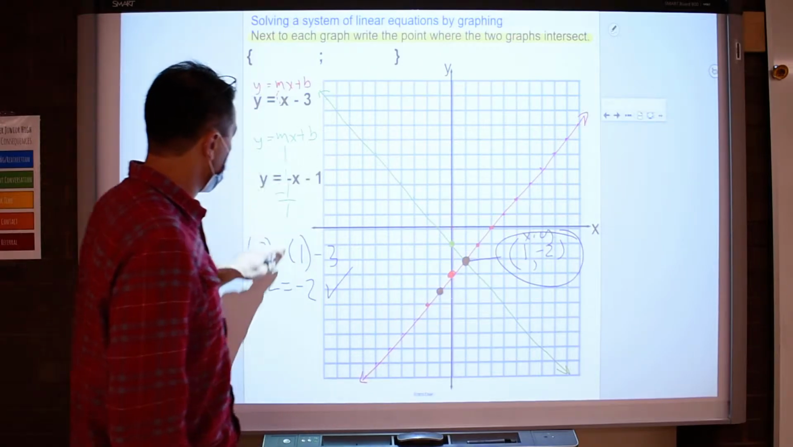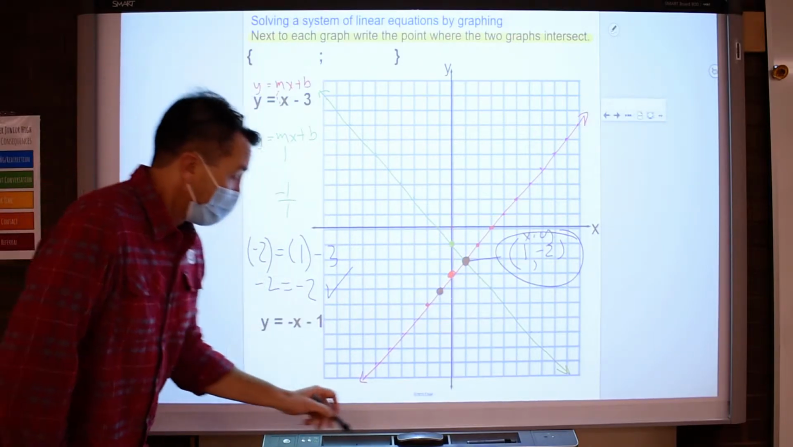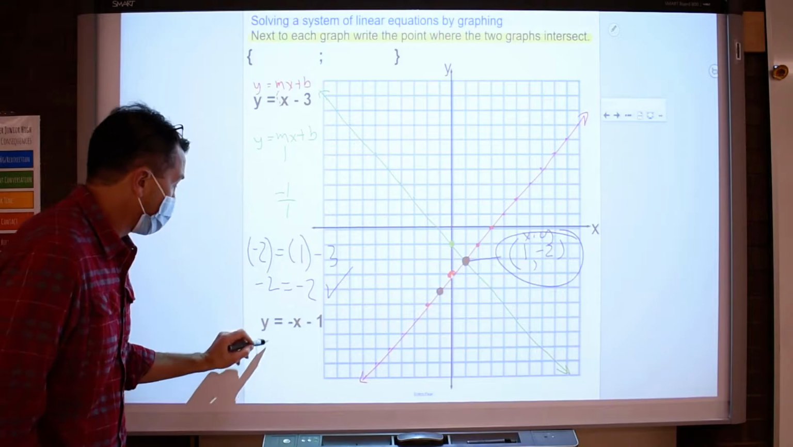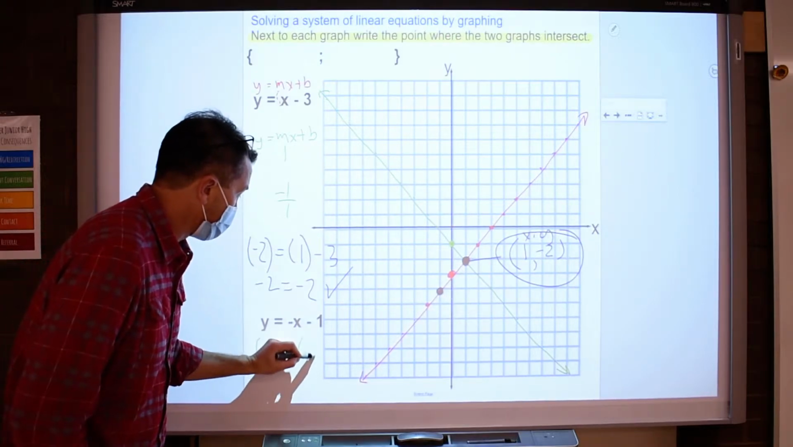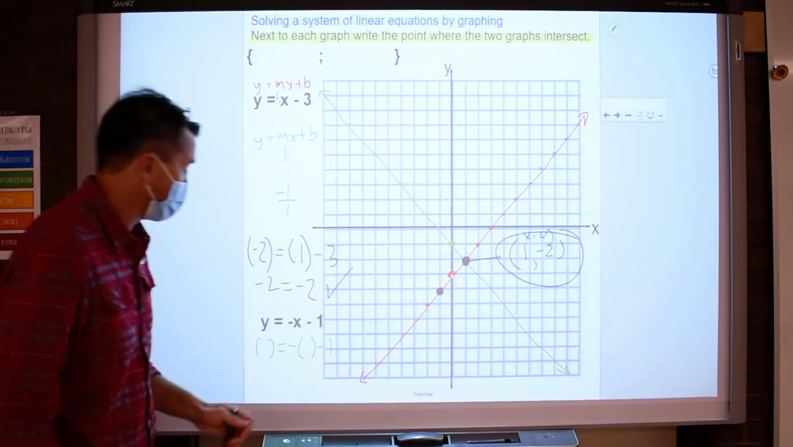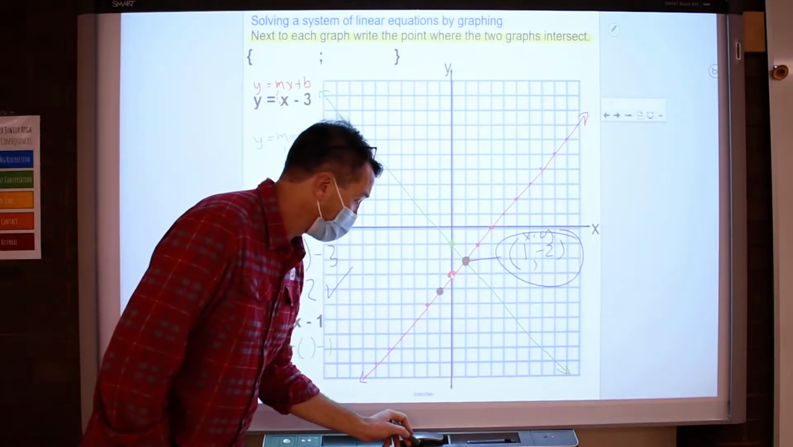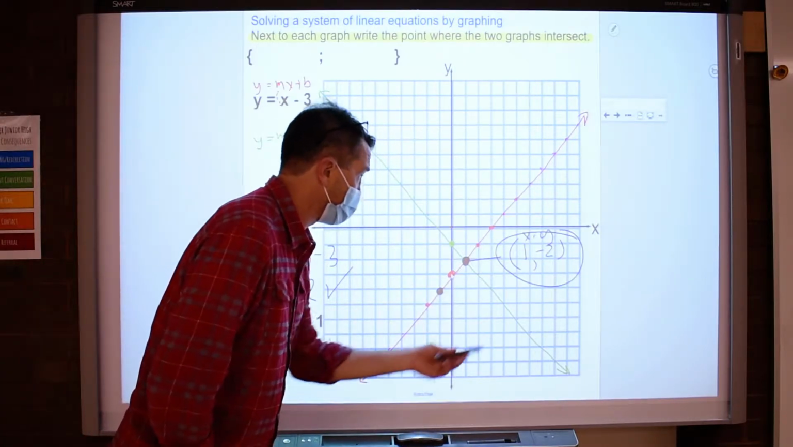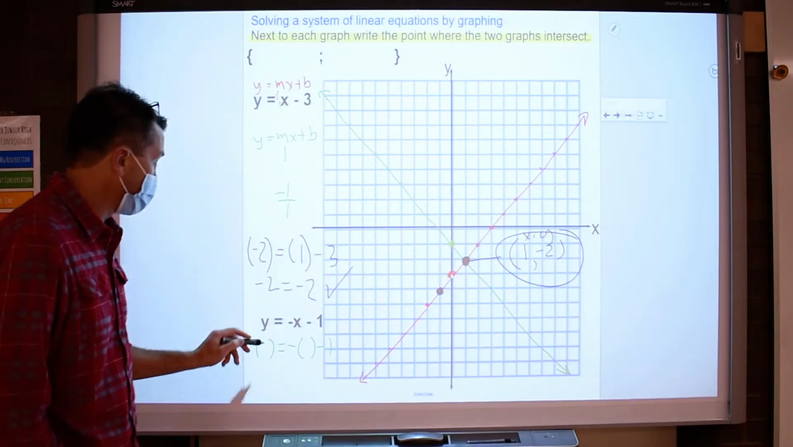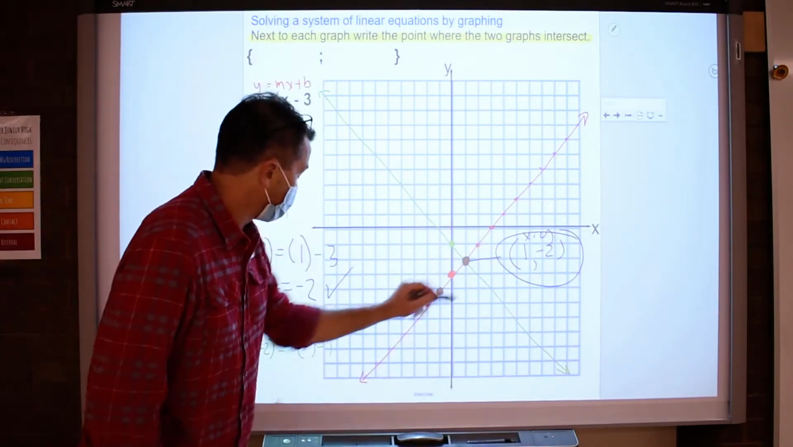And then I can go to the green equation, and again, parentheses for the y, and parentheses for the x. Notice I didn't put the negative sign in the parentheses because I just want parentheses for the x. And I'm going to go ahead and substitute the values in again. My y was -2, and my x was 1.